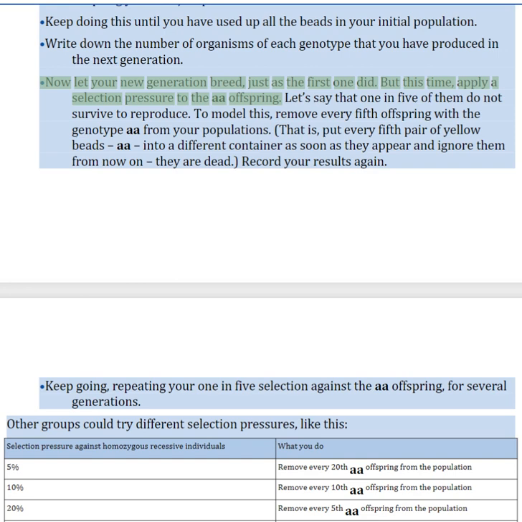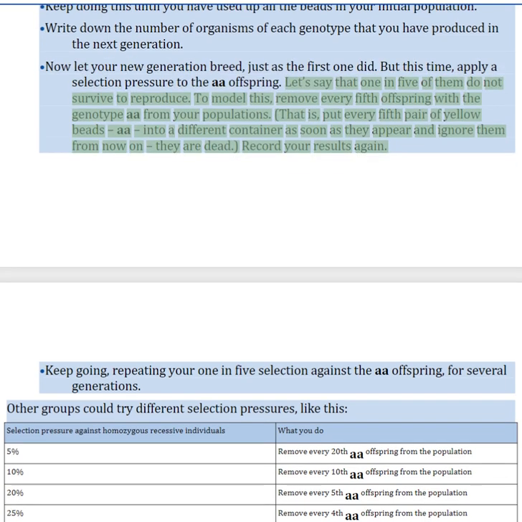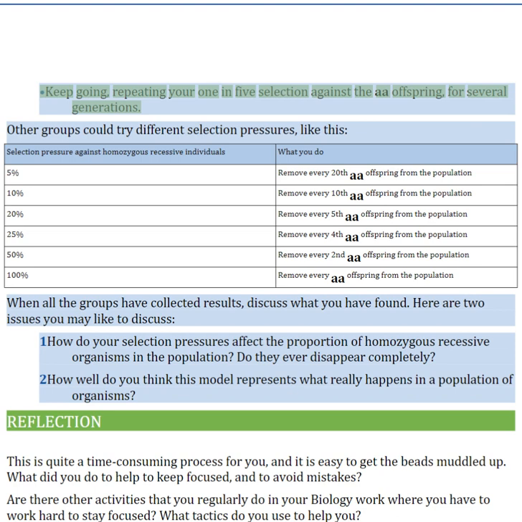Now let your new generation breed, just as the first one did. But this time, apply selection pressure to the AA offspring. Let's say that 1 in 5 of them do not survive to reproduce. To model this, remove every 5th offspring with the genotype AA from your populations. Record your results again. Keep going, repeating your 1 in 5 selection against the AA offspring for several generations.